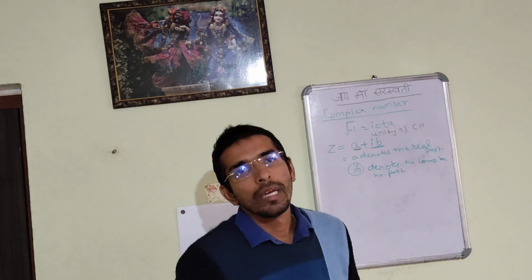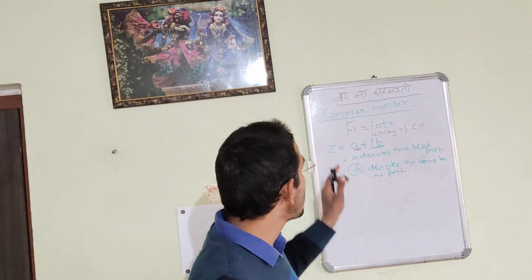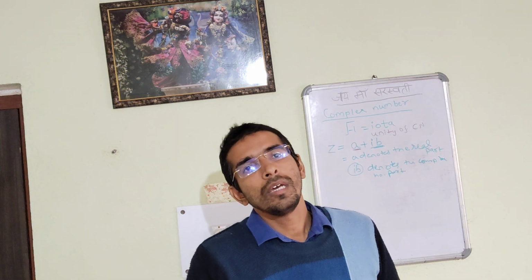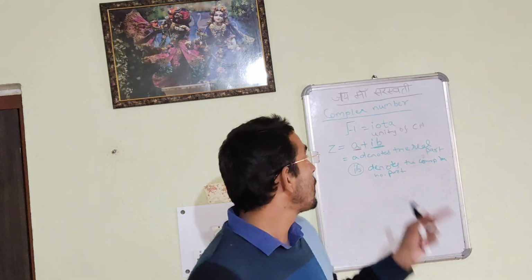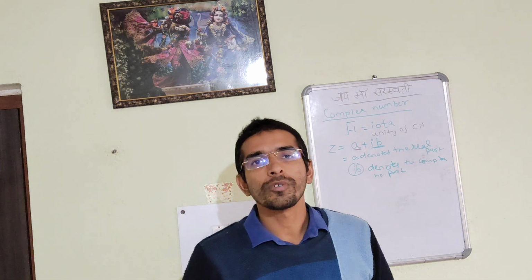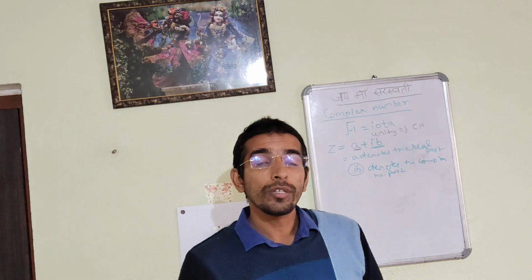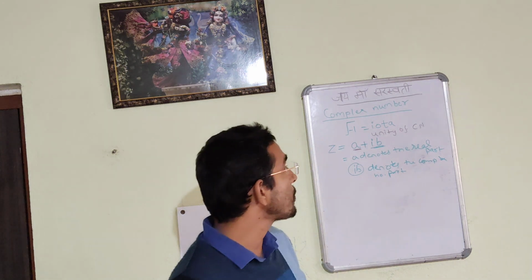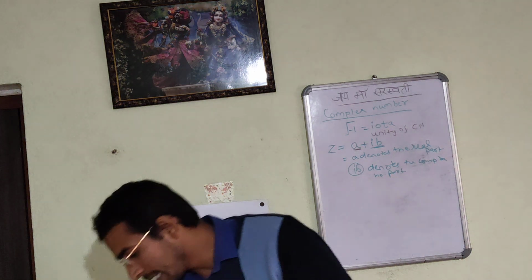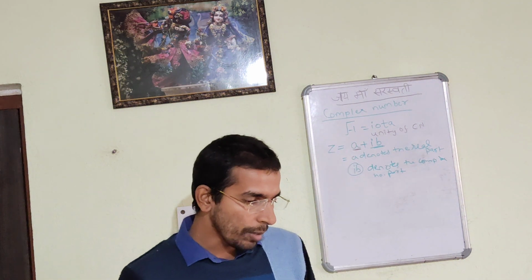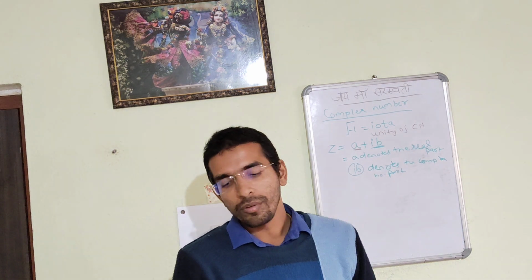So suppose z is a particular number, and if it is bifurcated into two parts, the real part and the imaginary part, it is written as z equals a plus ib, where a denotes the real part and ib denotes the imaginary part. In today's class we will see some concepts which will render more transparency.